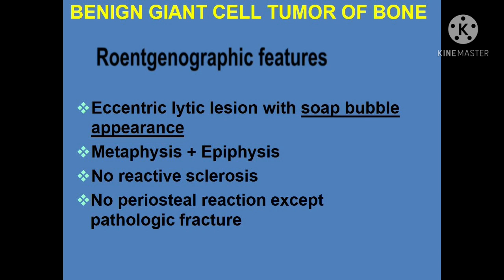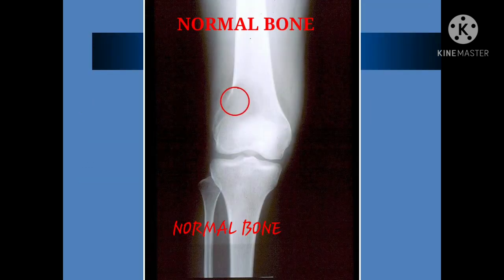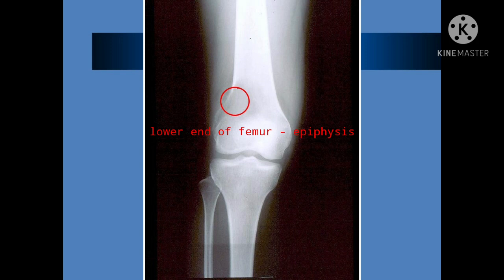I think you can appreciate here, this is the normal bone. There is a lesion here which is radiolucent. This is radio-opaque, right? So this lesion is eccentric, not exactly in the center, towards one end. This is the lower end of femur. This is epiphysis. The lesion starts here and expands and involves the metaphysis also.